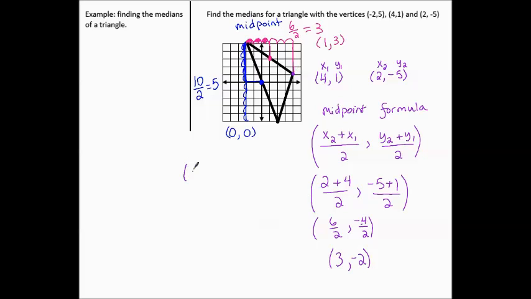My solutions would then be (0, 0), (1, 3), and (3, -2).